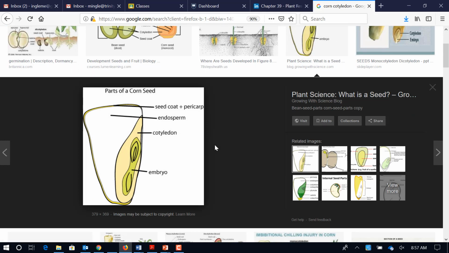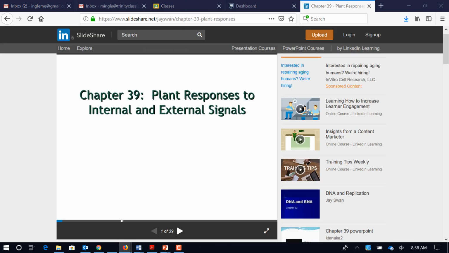Okay. Hey everyone, look at this seed. Oh look at the seed. Here's our embryo. It's a dicot. Here's an embryo. Here's our cotyledon. Is it split? Oh no, it's a monocot. It's not split, right? I don't know.